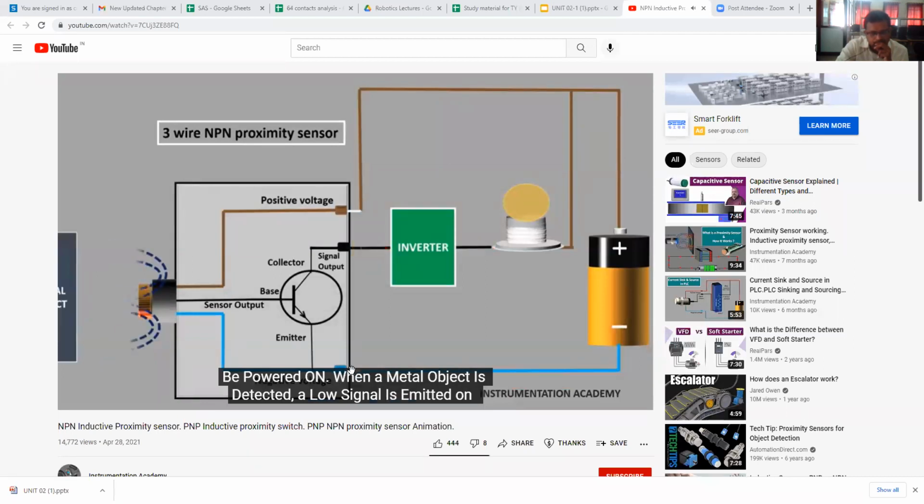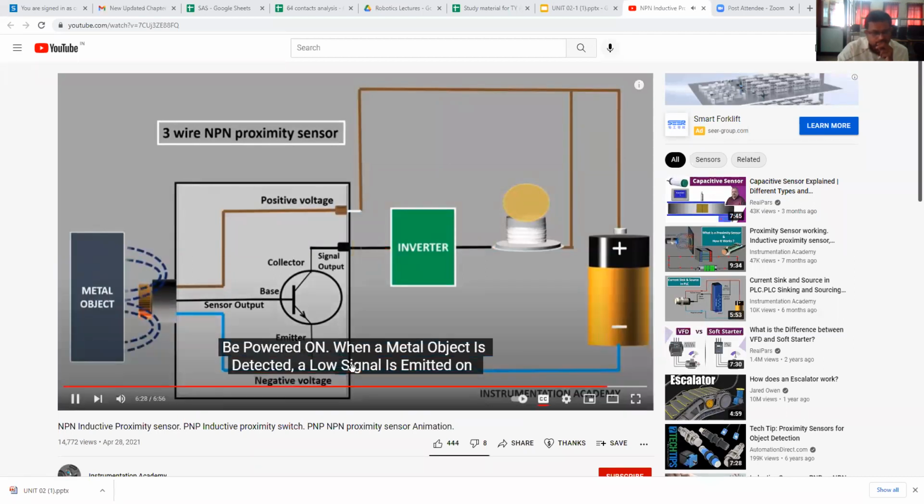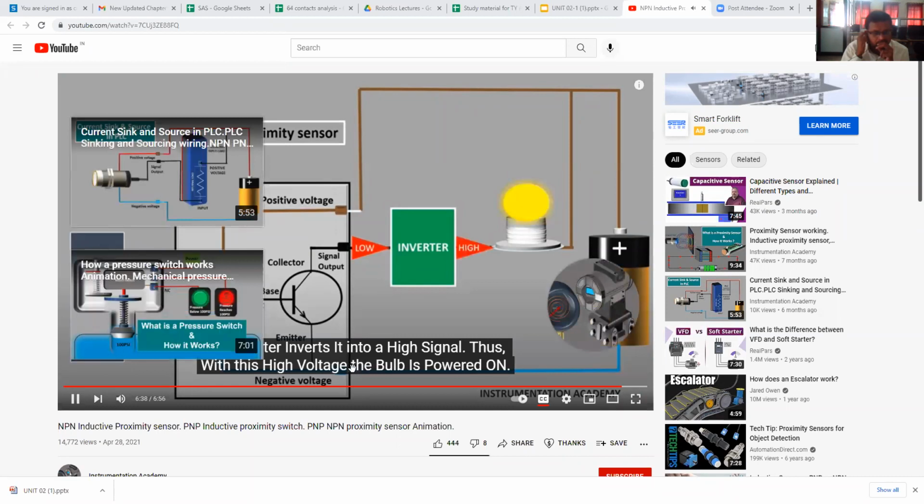When a metal object is detected, a low signal is emitted on the signal line of the transistor. This low signal is fed into the input of an inverter, and the inverter inverts it into a high signal. Thus, with this high voltage, the bulb is powered on.